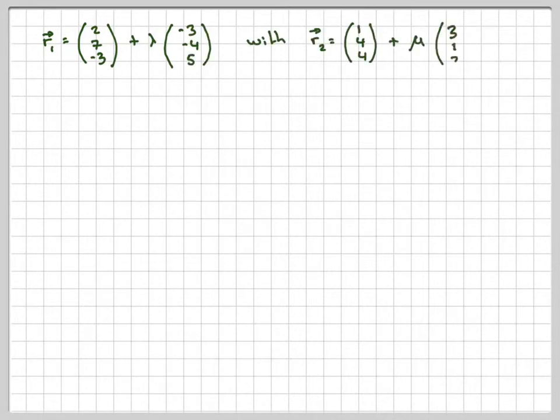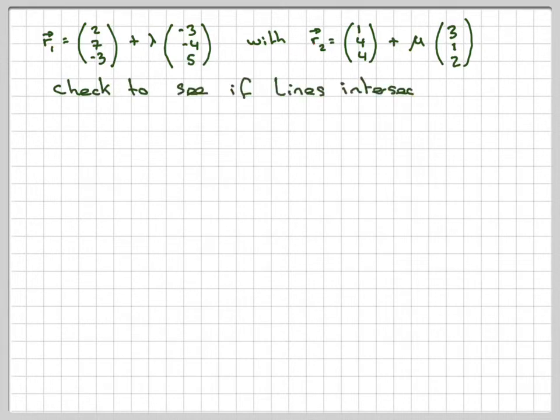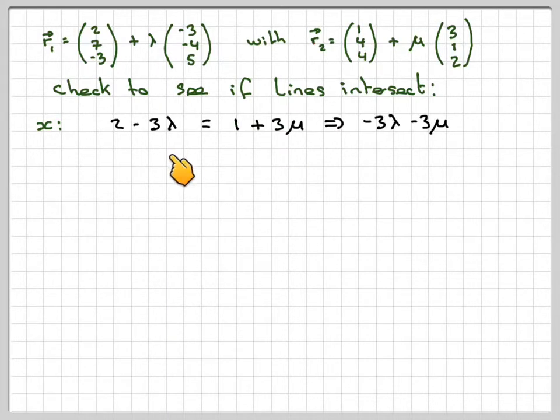Okay, so this is going to require a little bit of work. If you check to see if the lines intersect, you need to take the x component of one, which is 2 minus 3 lambda, and put it equal to the x component of the other one, which is 1 plus 3 mu. That gives minus 3 lambda. We take that over here, we get minus 3 mu. Take the 2 over here, we're going to get minus 1. Just be careful when you do that, and we'll check the y component.